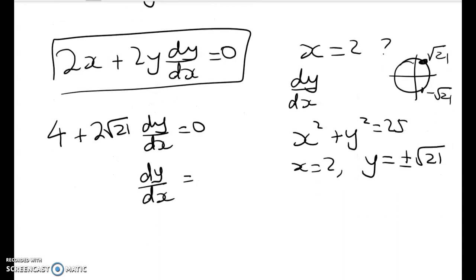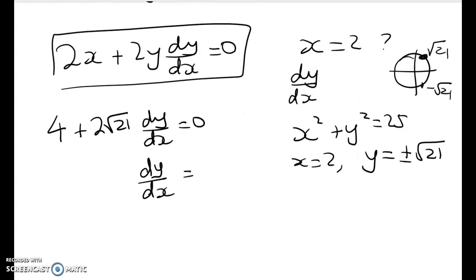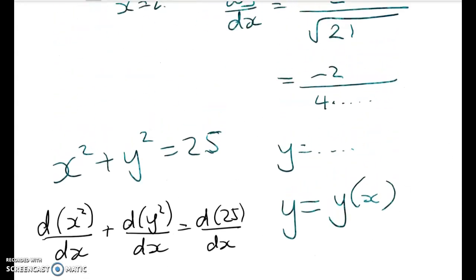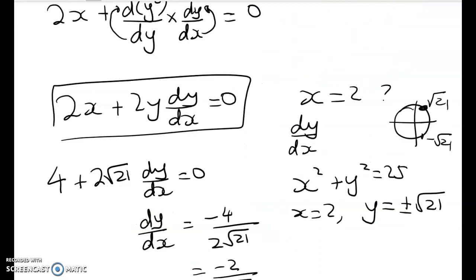So I can now go on and solve it. I guess I could have just done that to start with. dy by dx here will equal negative 4 over 2 root 21, which is negative 2 over root 21, which is exactly what we got up there.